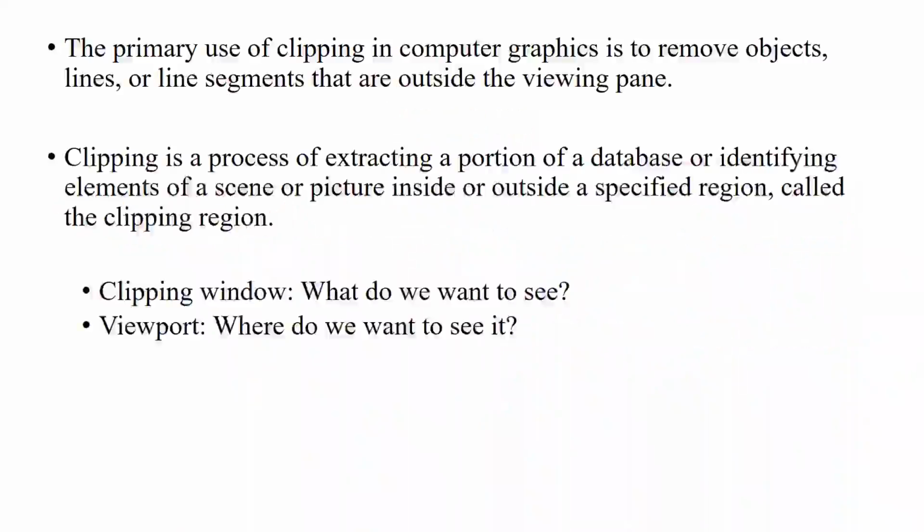In this chapter, first we see what is clipping. Clipping is a process in computer graphics which is used to remove the objects, lines or points that are outside the viewing plane. In other words, clipping is a process of extracting a portion of a database or identifying the elements of a scene or a picture inside or outside a specified region. It is called the clipping region.